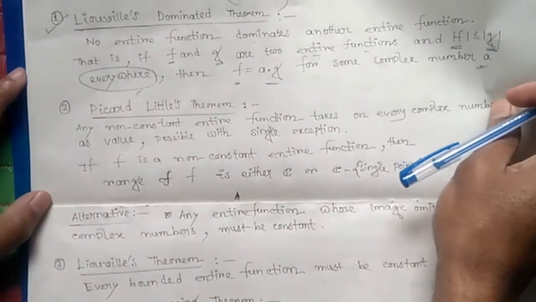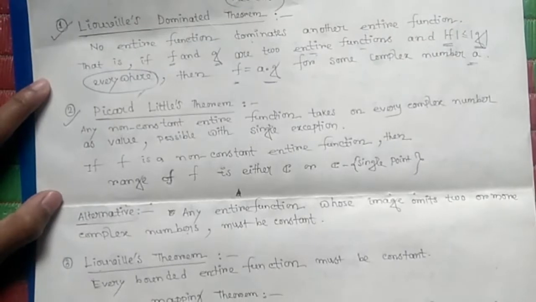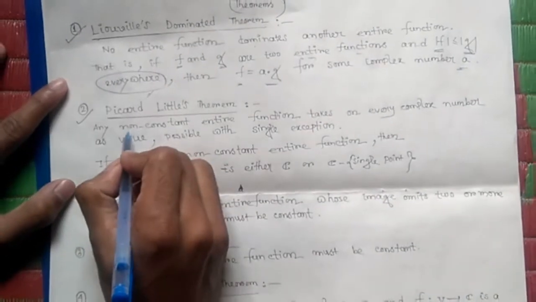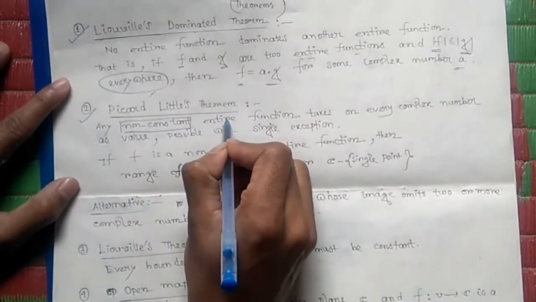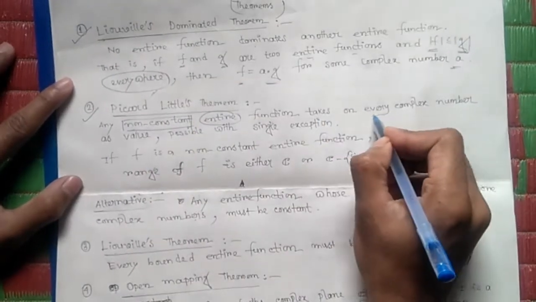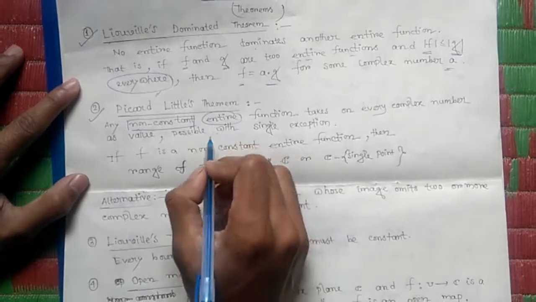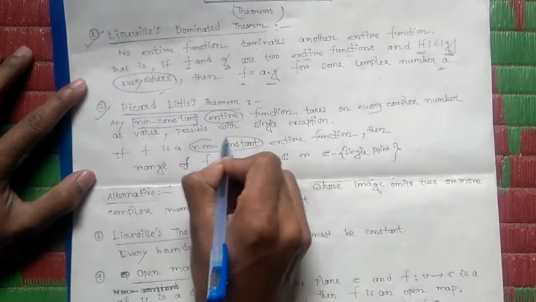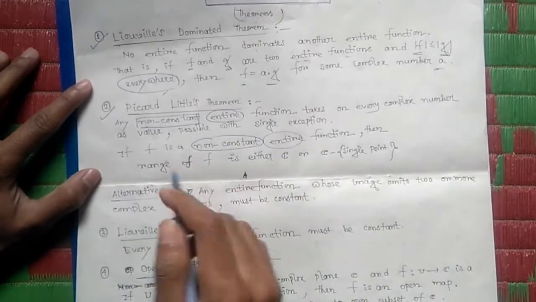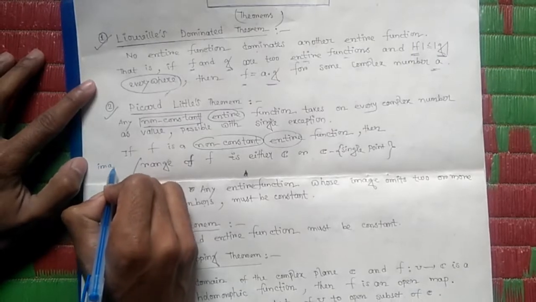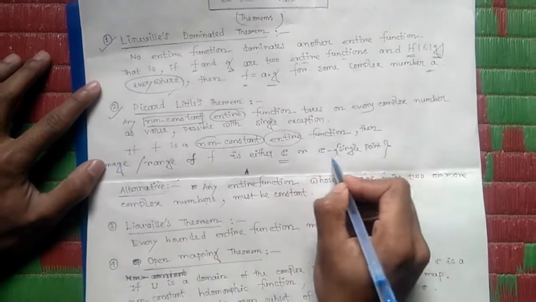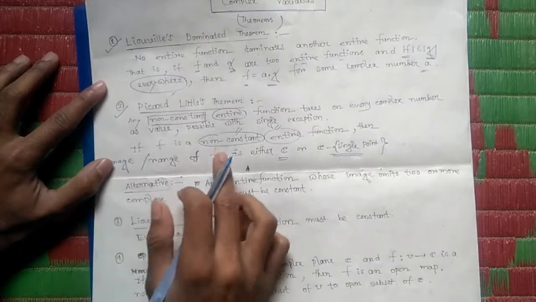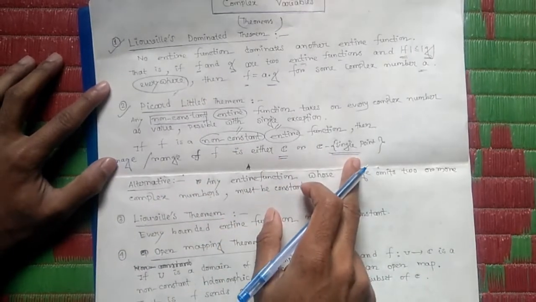Theorem 2 is Picard's little theorem. This is also a very good theorem. It says that any non-constant entire function takes on every complex number as a value, possibly with a single exception. It means if f is a non-constant entire function, then the range or image of f is either C or C minus a single point.